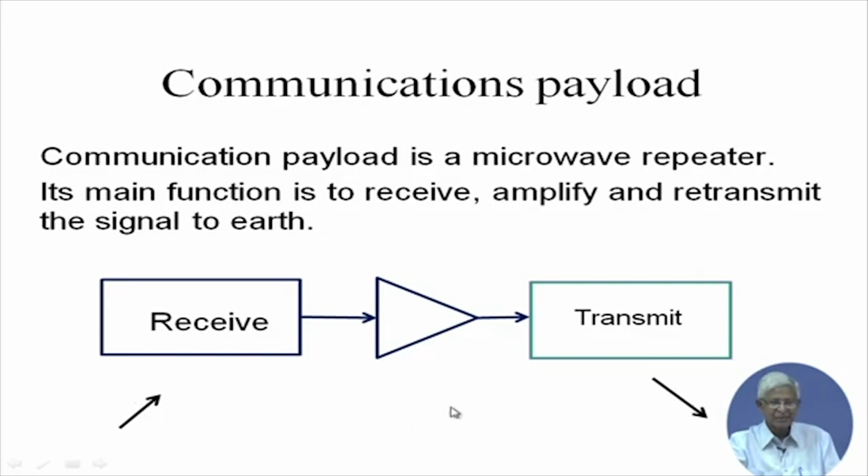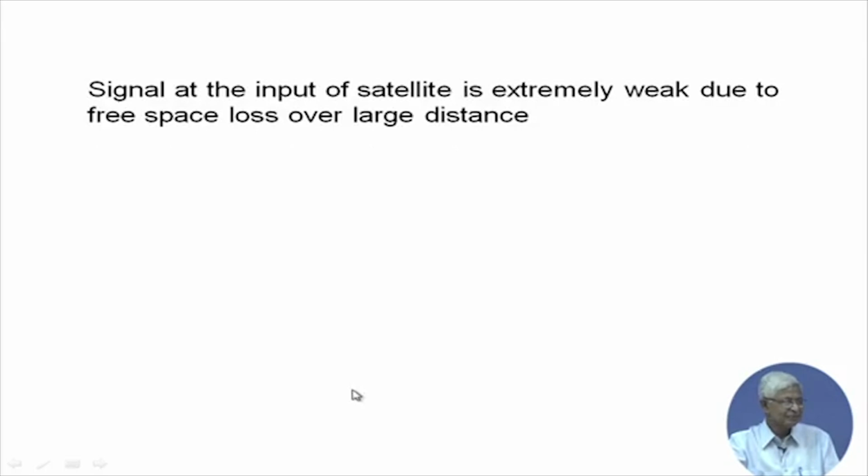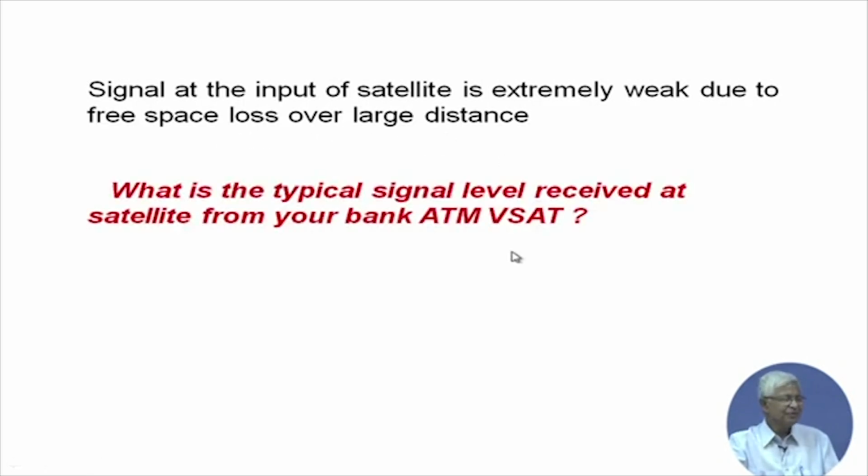But let us see the complexity which lies inside it. Signals at the input of the satellite are extremely weak due to the loss in free space, because there is a long distance in the orbit from the ground. The power is becoming very weak. Let us do some rough calculation, very rough. Do not take it as a very correct or pure calculation, just some numbers we will put.